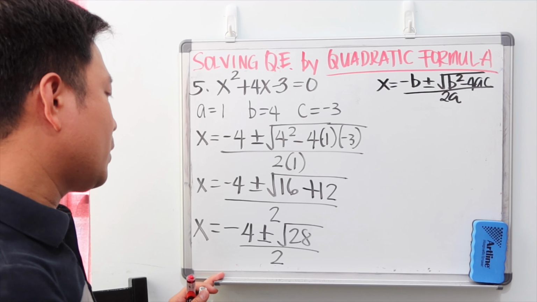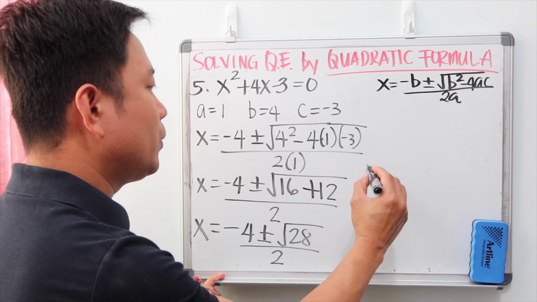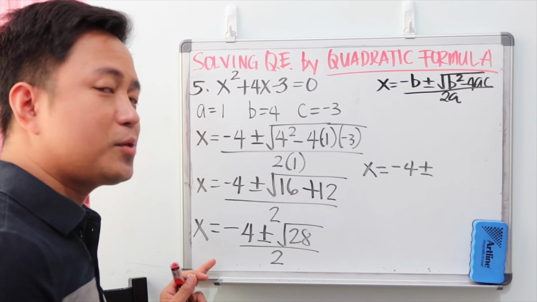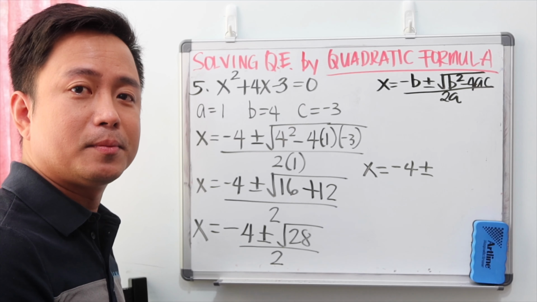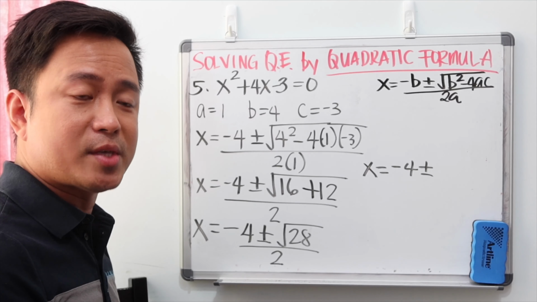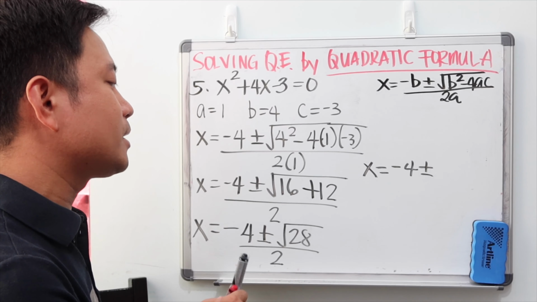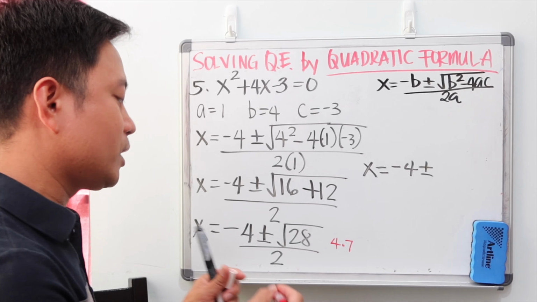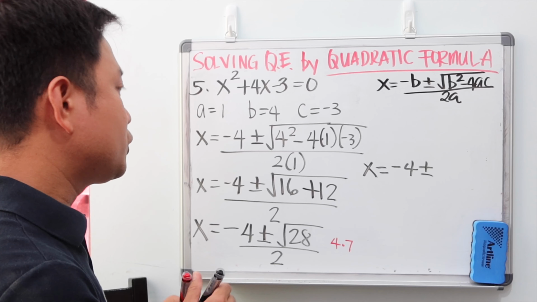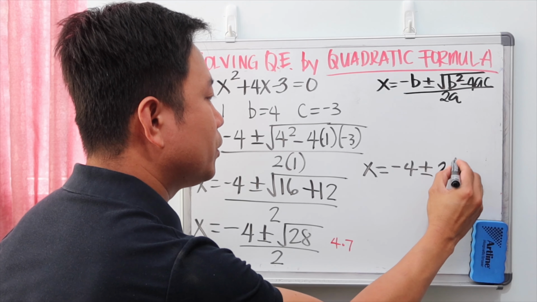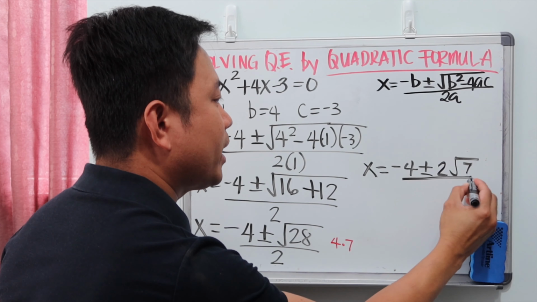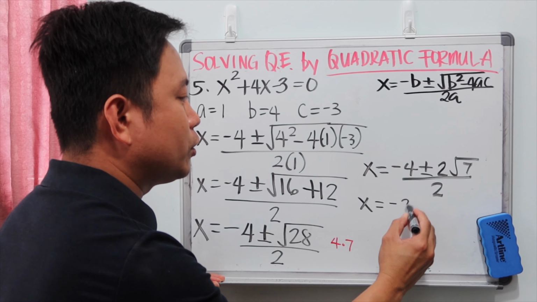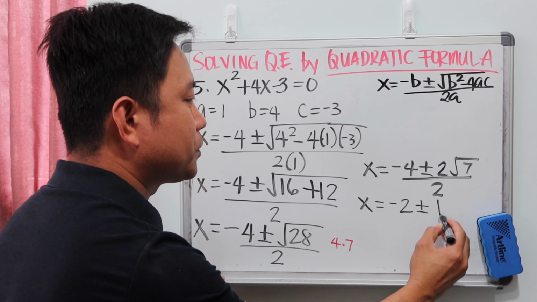So this quadratic equation now has two roots, and the roots are negative 4 plus or minus root 28, all divided by 2. What is root 28 in simplest radical form? It's 2 root 7, because 28 is the same thing as 4 times 7. Since it's 4 times 7, we use it because 4 is a perfect square. So root 28 is the same thing as 2 root 7, and now we're dividing by 2. Which means the roots are negative 2 plus or minus root 7.